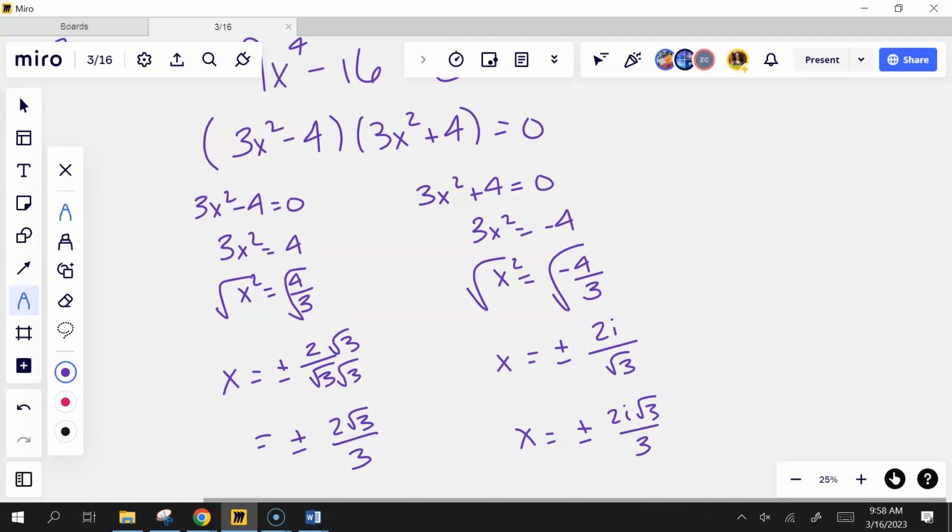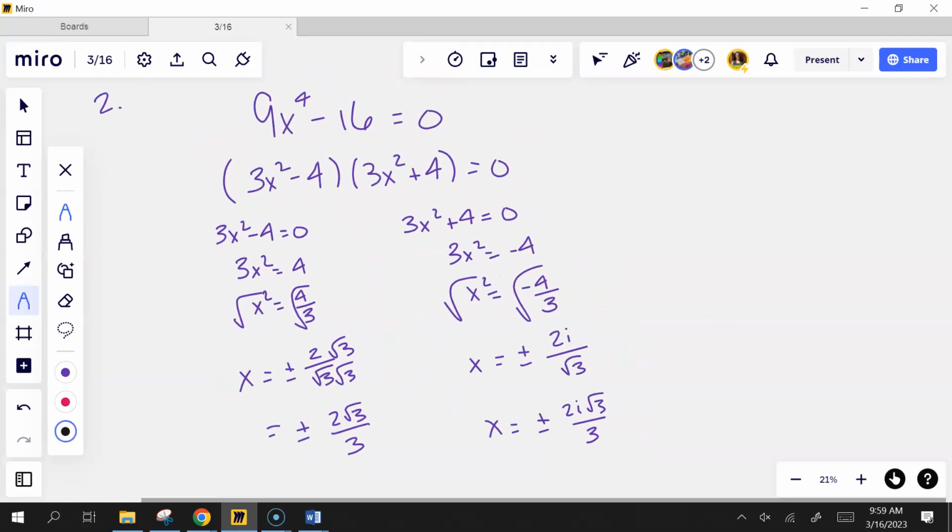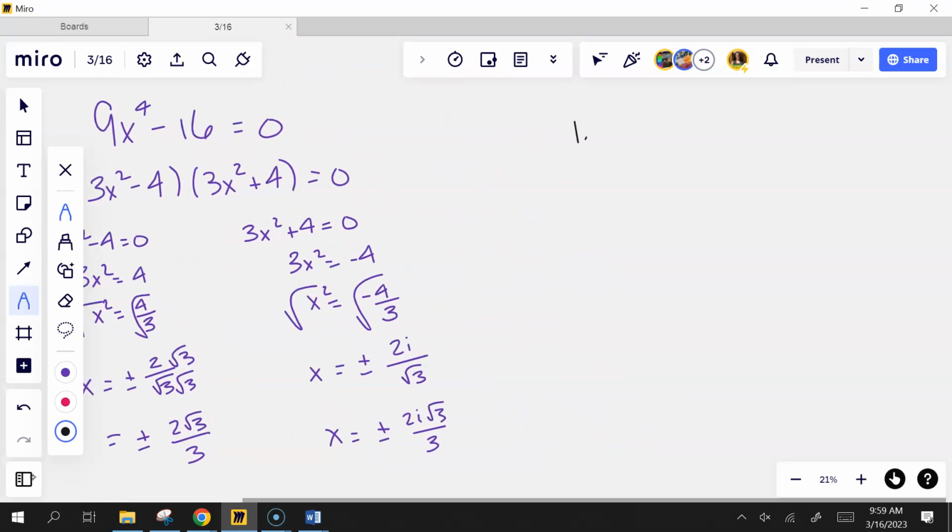All right, that was 2. And then you say which other one? 6? 1? Number 1, 12x cubed minus 3x squared. This one's a little bit different because this one does have a GCF that I can take out of both of them. What's the GCF here? 3x squared. When I take that out, what's left?